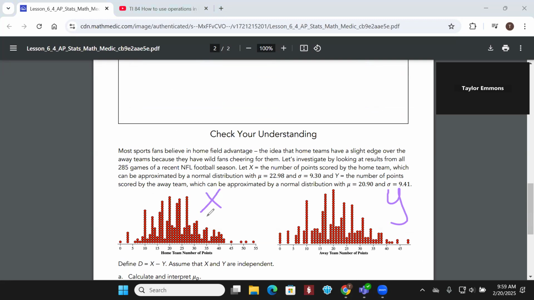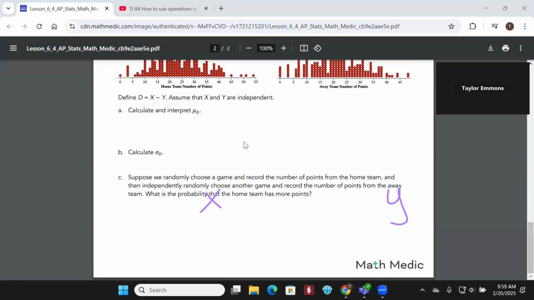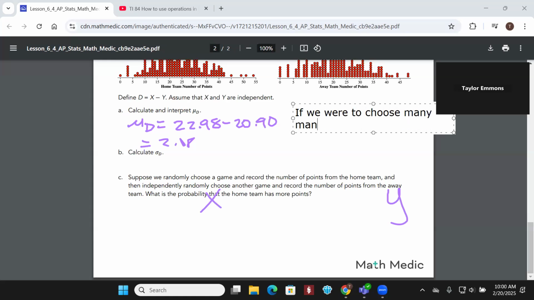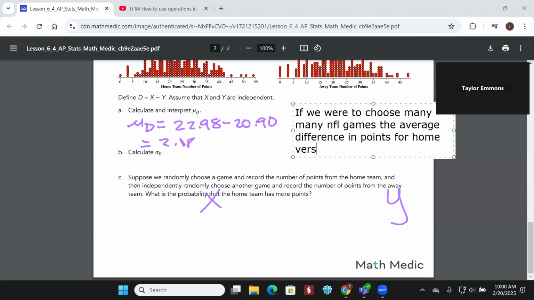So when we calculate, we're going to calculate by finding the mean of both of these, which they already gave us. So we're going to take 22.98 and subtract 20.90. Everybody see where I got those numbers from? It lists up at the top. That's going to give me 2.08. Now here's the important part, because this is always your FRQ. If we interpret, that means that if we were to choose many NFL games, the average difference in points for home versus away is 2.08 points. Everybody good on those?